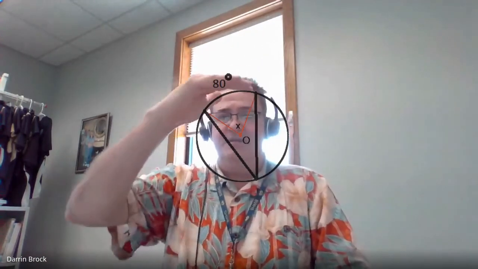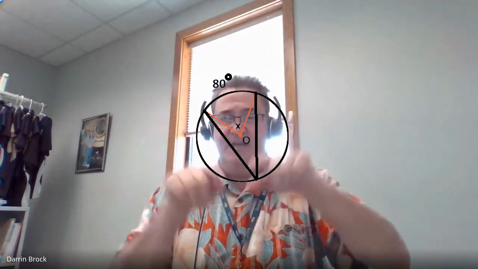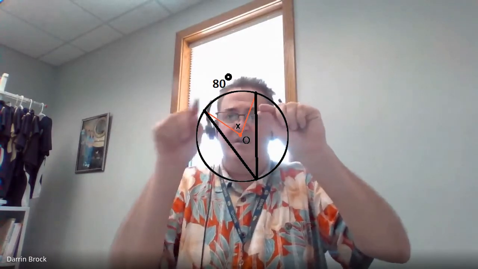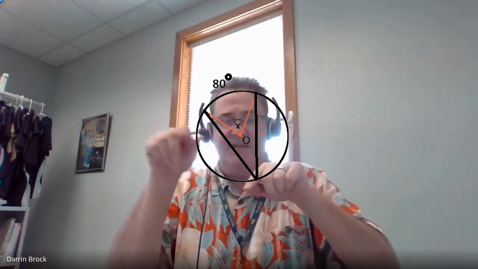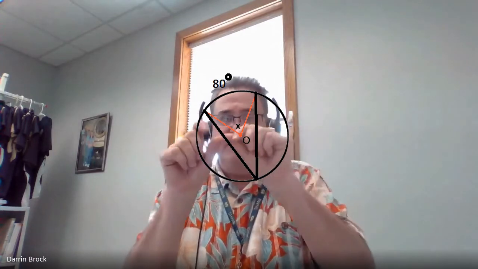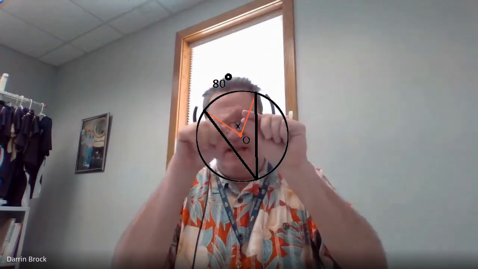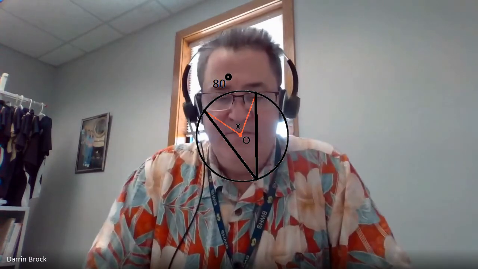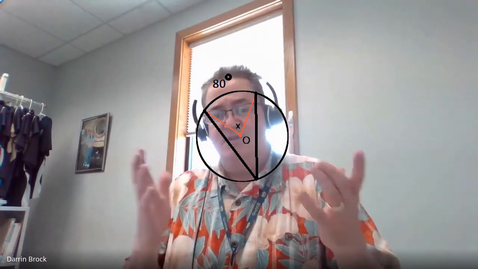And then also know the arcs. If you have this arc up here is 80 degrees and you have from the other side an angle that touches that arc, that angle is going to be half of that 80 degrees. Where if it comes from the center, it's going to be the same. It's going to be 80 degrees. So remember those types of things. Study how the angles work with the arc measurements.